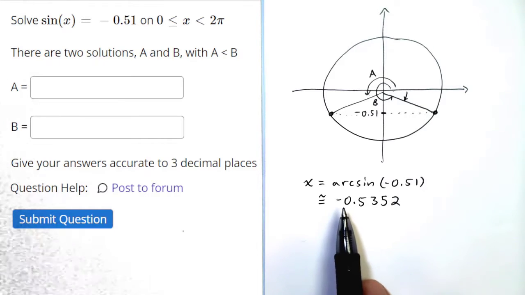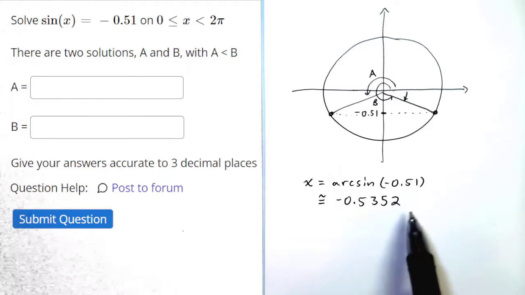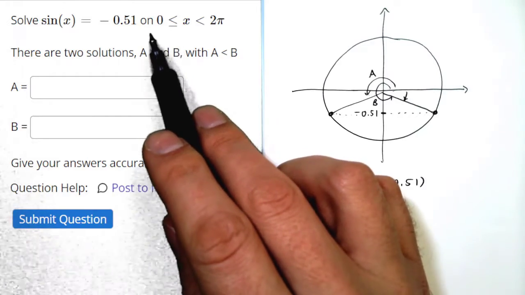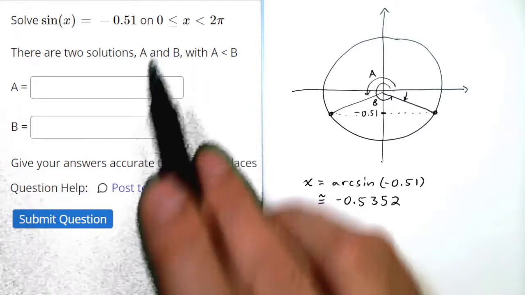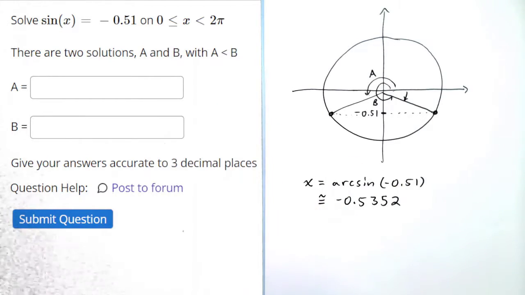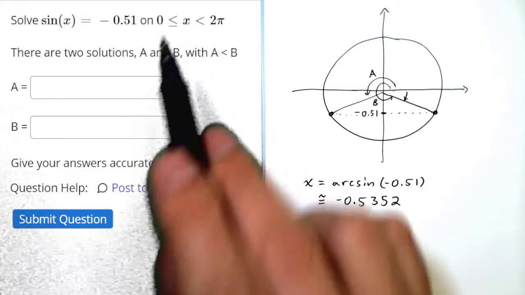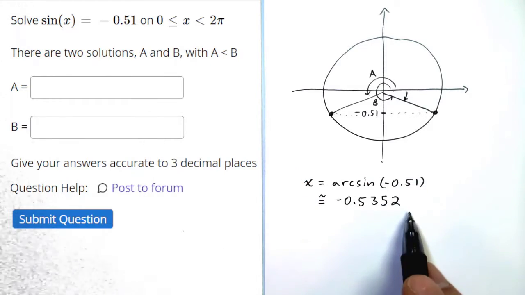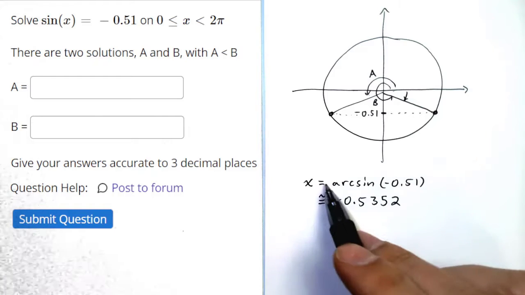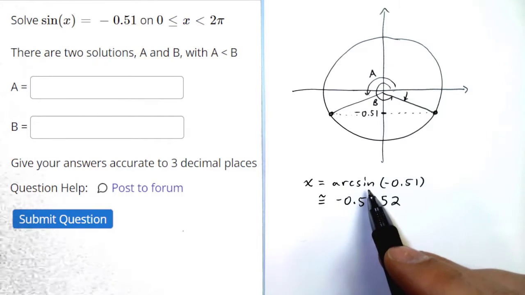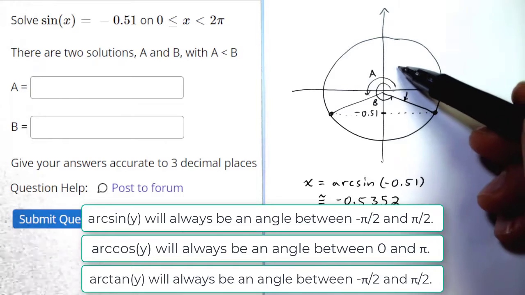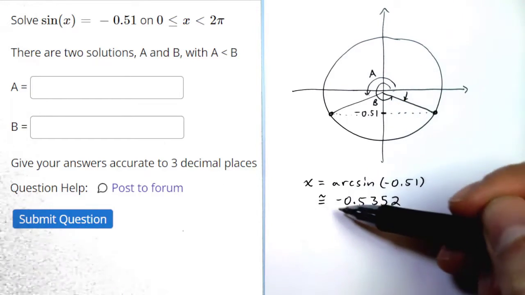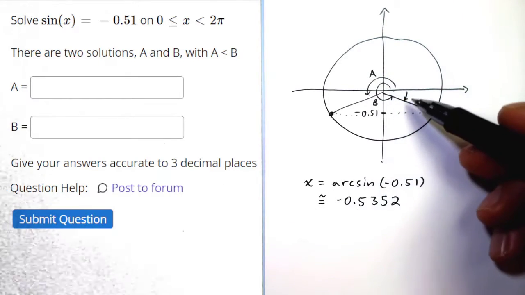All right. Is that one of my solutions? Well, this is an answer, but it's not one of the answers that we're being asked to find, right? We're being asked to find these angles that are in this interval. So while that is an answer, it's not one of the answers that we need. So how do I get the answers that we need? Well, this angle here comes from arcsine, and arcsine will always give me an angle between negative pi over 2 and pi over 2 radians. Negative pi over 2 is down here, and pi over 2 is up here. So this right here is this angle right here.